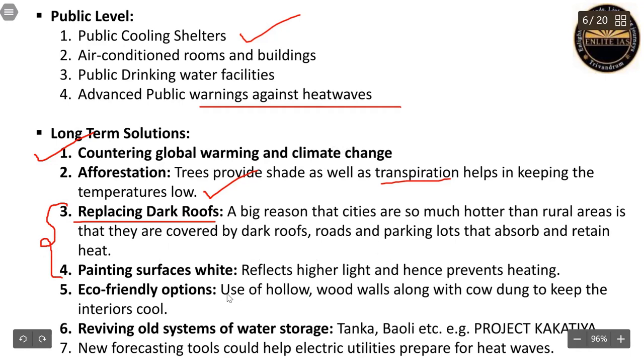Next are some eco-friendly options. For example, we can have hollow walls made of wood since they are insulators. Then walls which are covered with cow dung, etc., help to keep the interiors cool. Then reviving the old system of water storage such as the Tanka boilies, etc., and also Project Kakatiya in Andhra Pradesh. All this will basically help in cooling of the microclimate near the regions. Then also new forecasting tools should be used for predicting any heat waves.